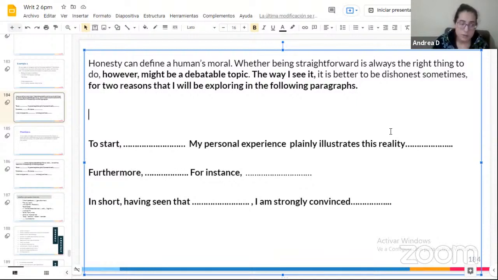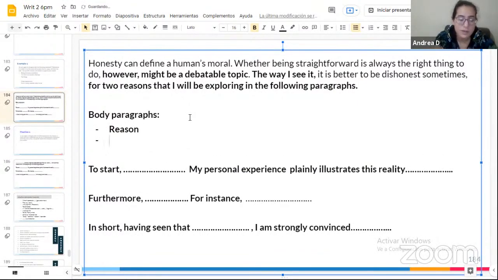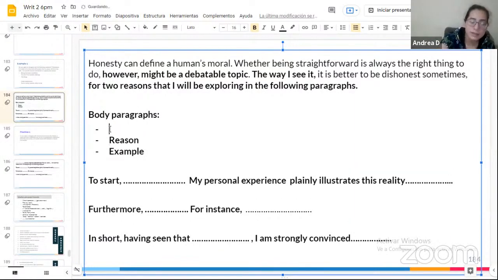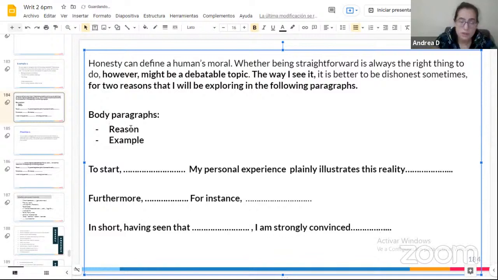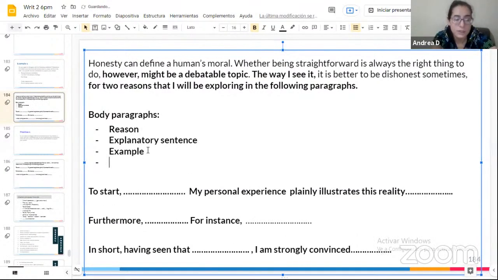All right. Now in the body paragraphs, which are these ones here, the ones where you explain your reasons, the basic things you need is, first, your reason or your argument, and then your example, of course. However, if you have extra time, you can go back and add two more things. So what we're gonna add is, after the reason, an explanatory sentence where you explain a bit more, then you give the example, and then you have a closing idea, which is kind of like a short conclusion for the paragraph.